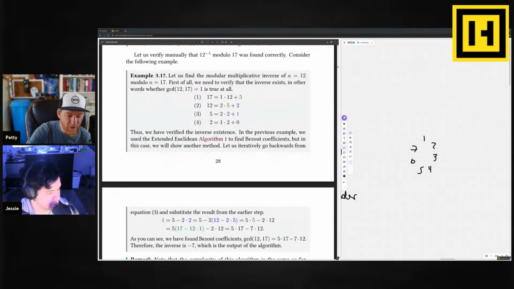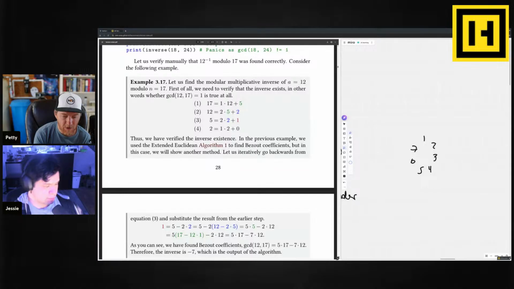Let us verify manually that 12 inverse modulo 17 was found correctly. Consider the following example. Let us find the modular multiplicative inverse of A equals 12 modulo n equals 17. First of all, we need to verify that the inverse exists at all. In other words, whether the greatest common divisor of 12 and 17 is equal to 1. They go through that algorithm to find that yes, it does exist because the greatest common divisor is 1. That's the thing we did last time with the extended Euclidean algorithm.